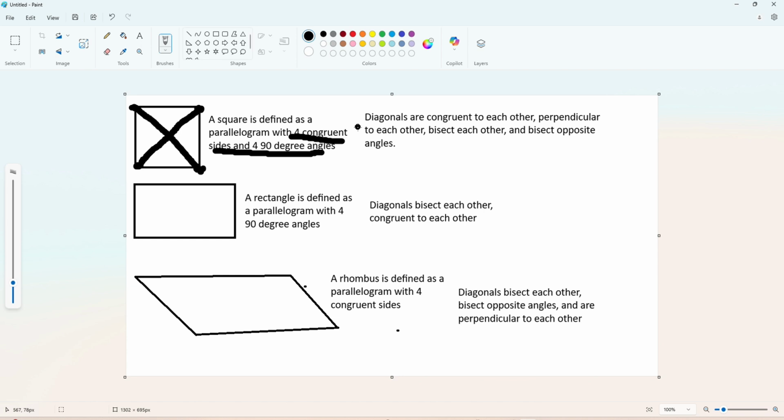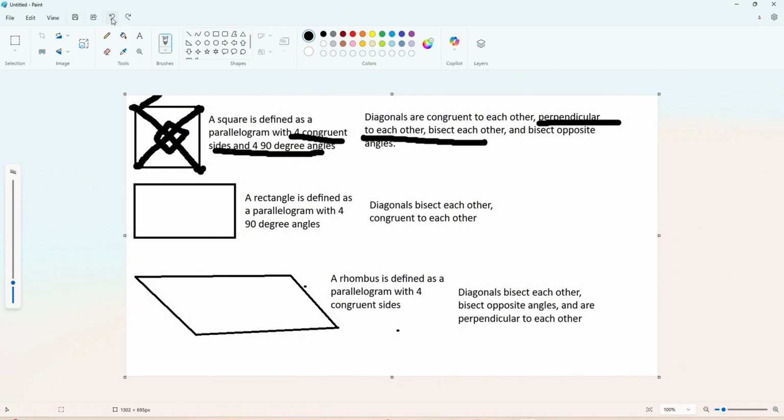They also perpendicularly bisect each other, meaning that at the place where they intersect, there will be 90-degree angles. Additionally, these two diagonals bisect each other, meaning that this diagonal here cuts this one into two equivalent parts. This diagonal will also do the same thing to this one right here.